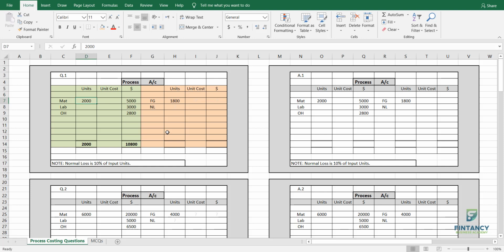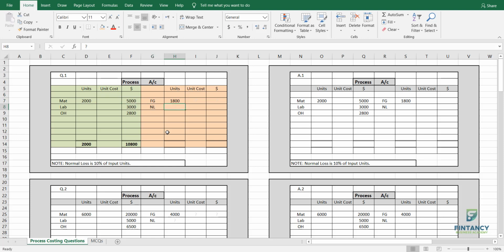The input is 2000, right? For example, you are processing a chemical. When you process a chemical, maybe you will do some boiling exercise or something, so there will be evaporation, right? Or even if you process milk, when you boil the milk, what will happen? There will be some evaporation, right? So that is called natural process. Because of that, finished goods may be less than what you have input.